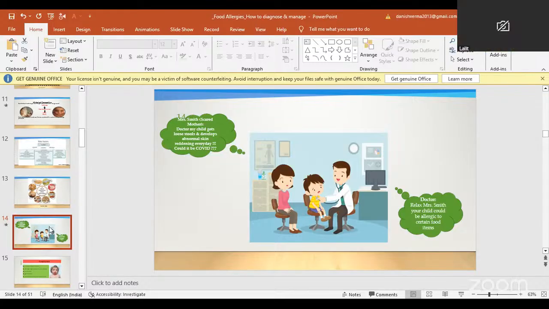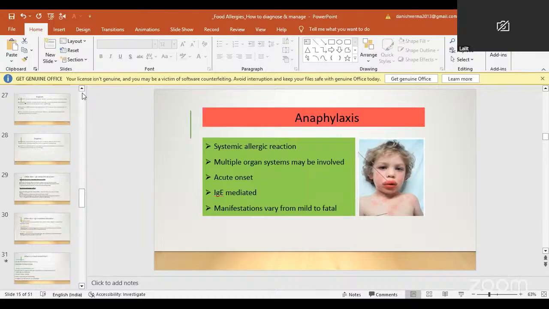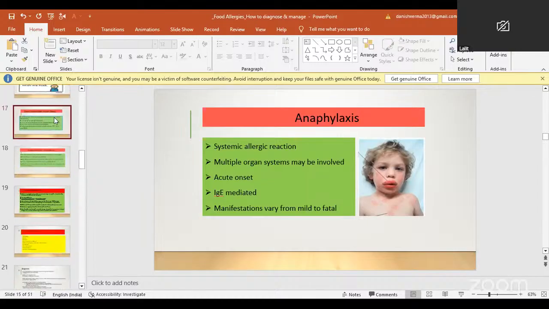So I'll just skip this because there are many more slides. In an anaphylaxis, you'll see a systemic reaction. So it does not involve one system, but many organ systems, with multiple symptoms. It is acute in onset. Of course, it is IgE mediated, and it can vary from mild to fatal. So we do not have much time. It's better to move them to a center which can offer them help, but better nearby.